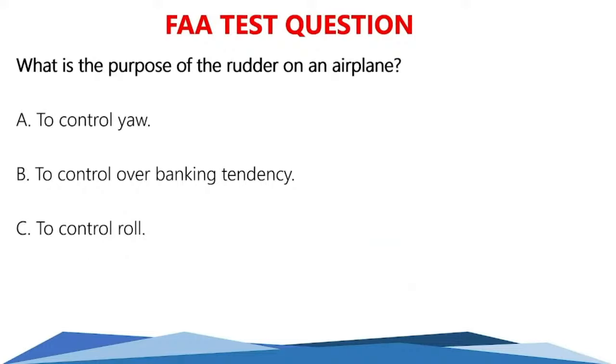Oh, oops, wrong button on that. We got 94% of the class, a little over 94% actually, with the correct answer. Just a few stragglers on B and C there, but A is the correct answer. It is to control yaw. The whole purpose of the rudder is to control yaw. If anyone said B, that's incorrect because ailerons control overbanking. And if anybody answered C, that's also incorrect because roll is controlled by the ailerons themselves. Okay.